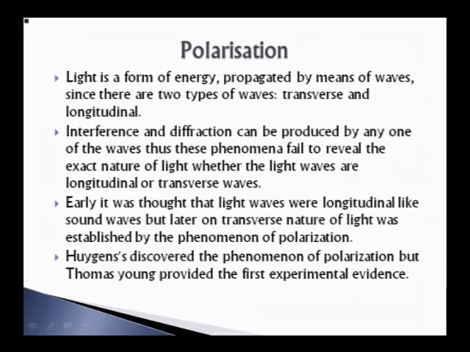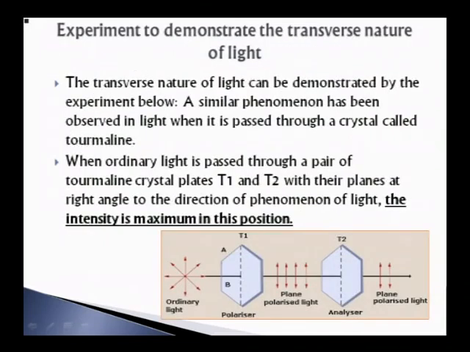Now, an experiment has been conducted. One of the interesting phenomena which gives the evidence that light is transverse in nature is obtained by this process called polarization. Now, what we mean by polarization and what are the effects, all that was explained last time. Now, here is a simple experiment to show that the light is transverse in nature.